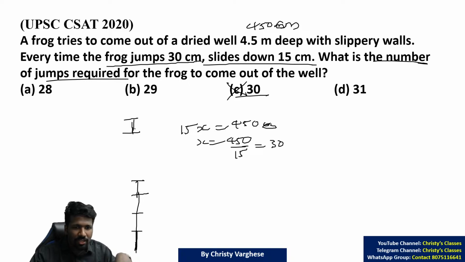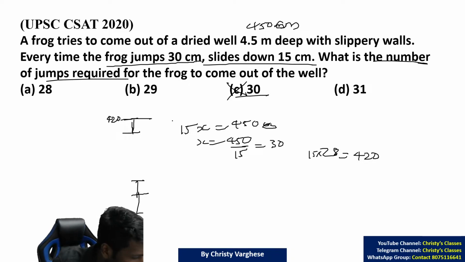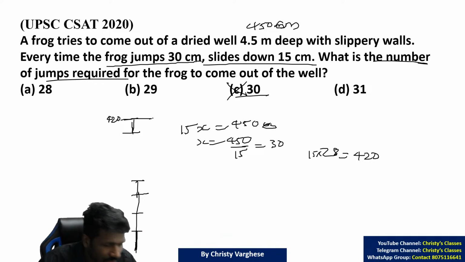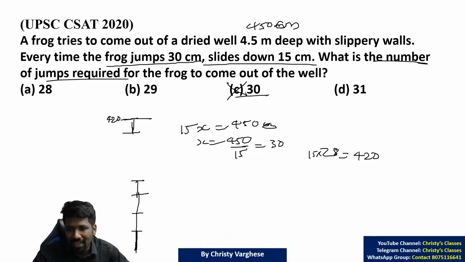After 28th jump, what will happen? 15 into 28, 28 into 10, 280, 28 into 5, 140. So it is 420 centimeter. Are you all agreeing that after 28th jump, it is 420 centimeter the frog has traveled or covered? Please respond. 420 centimeter is clear? 420 centimeter is covered after 28th jump.